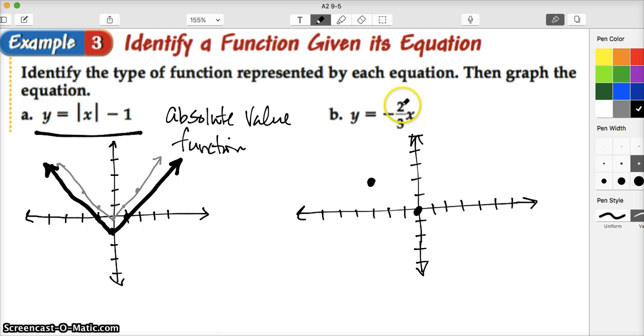But I could also look at my rise as a -2, 1, 2. That means I go down. And my run as a +3, 1, 2, 3. So that's giving me also the -2/3 ratio. And then here is my graph.